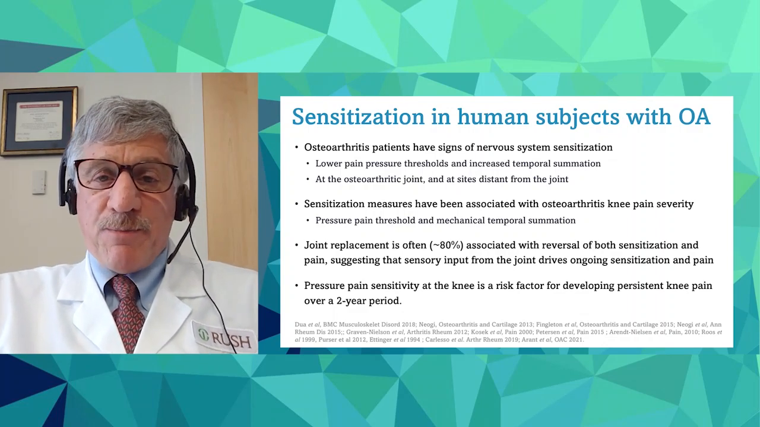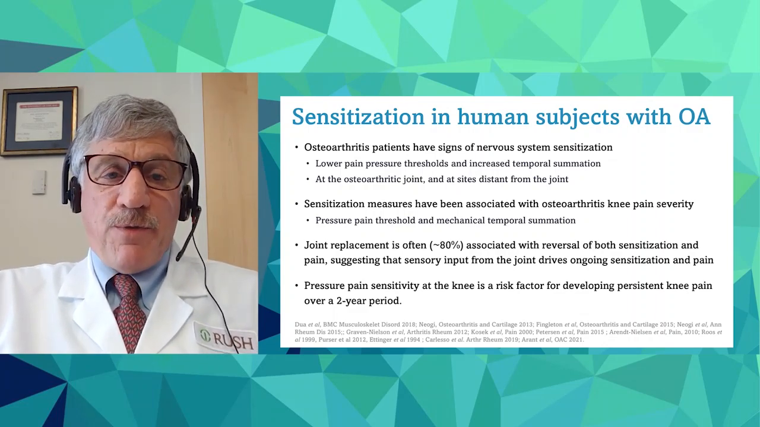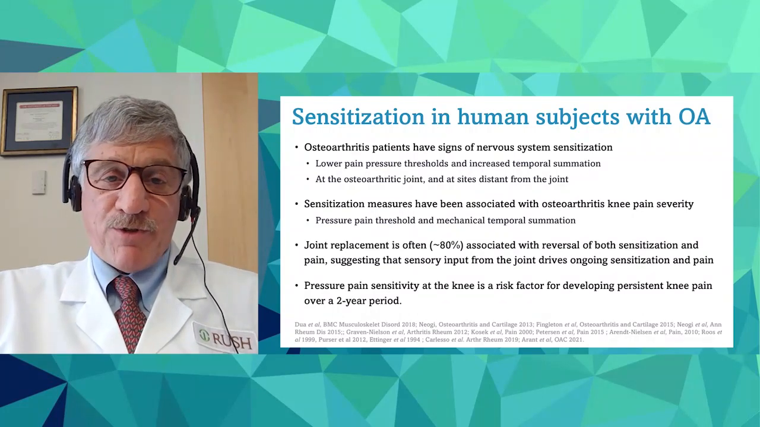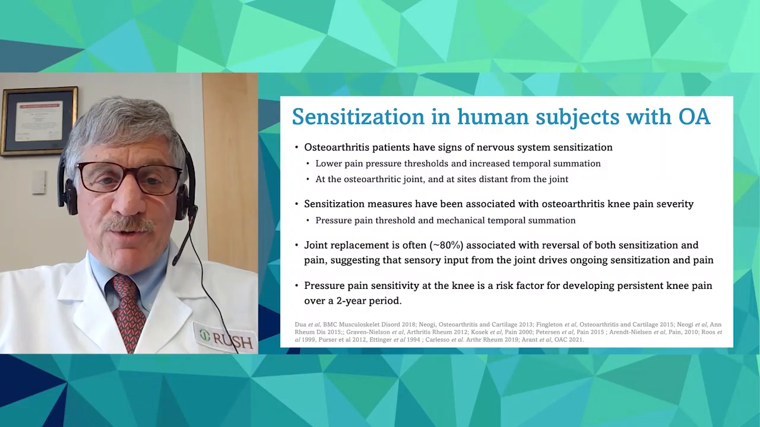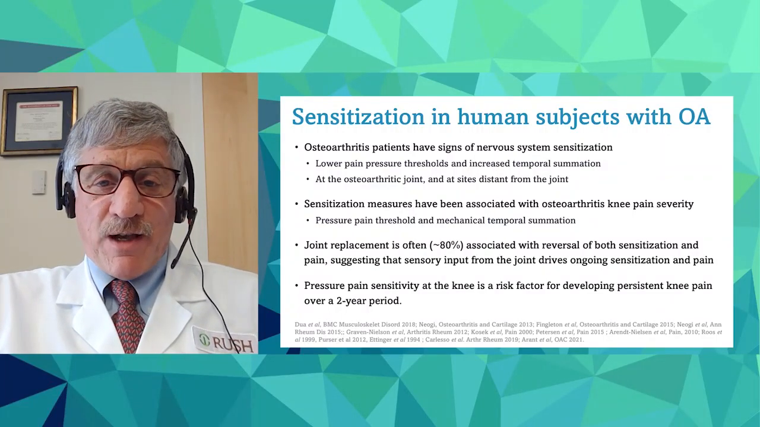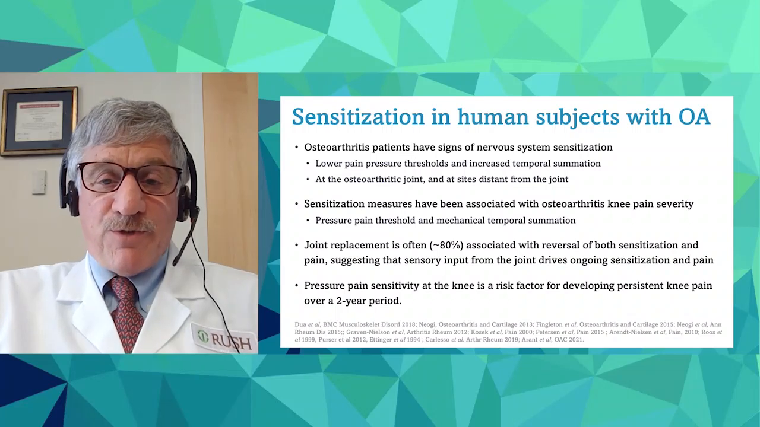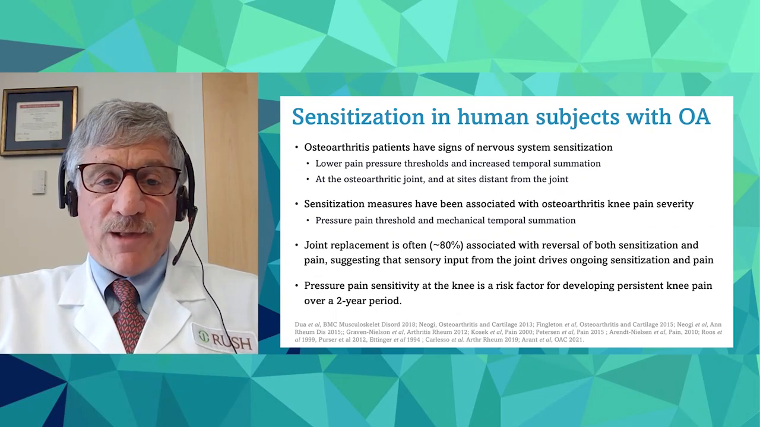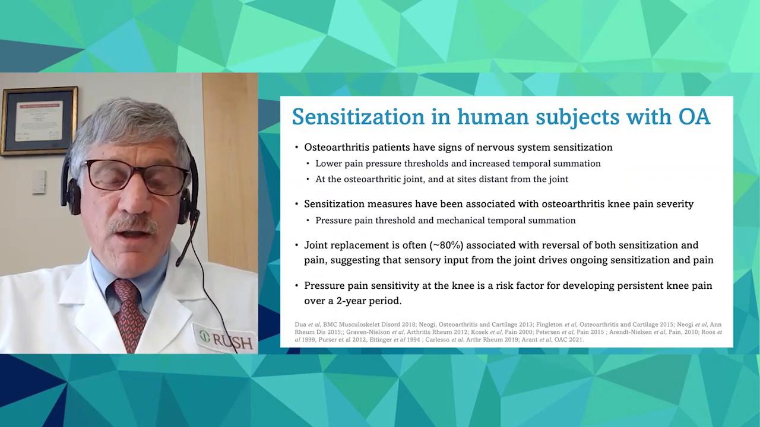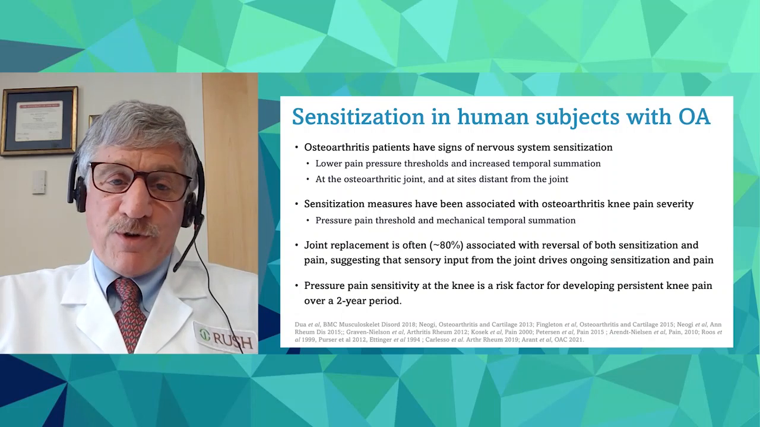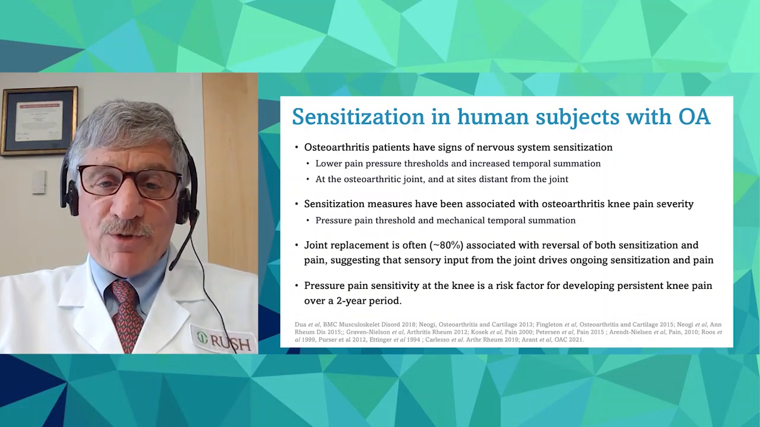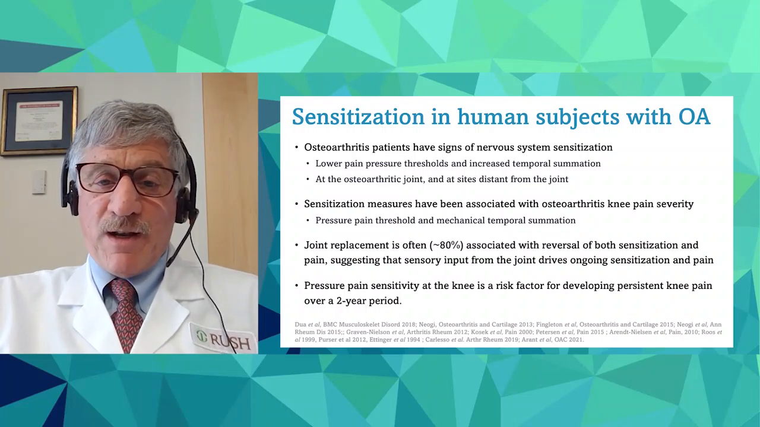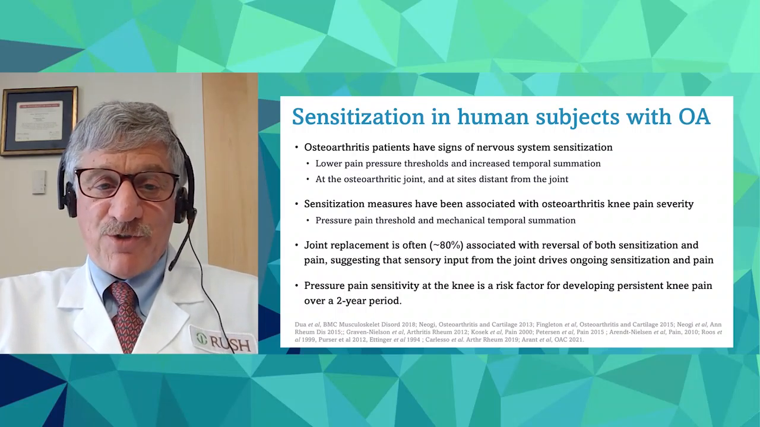Now, many people who have osteoarthritis actually have signs of sensitization. They have lower pressure pain thresholds and increased temporal summation. Sensitization measures actually are associated with knee pain severity in osteoarthritis. The more nociceptive pain they have, the more likely they are to have central sensitization. Interestingly, joint replacement, as you know, is very frequently completely effective. It relieves the pain and it also reverses sensitization. This suggests that the sensory input from the joint actually drives ongoing sensitization and pain.